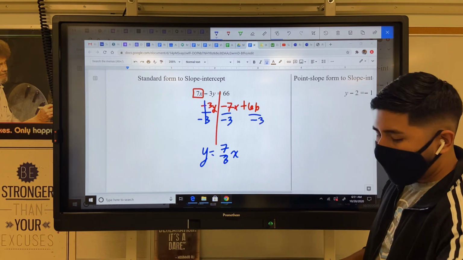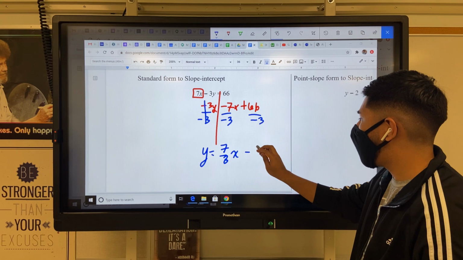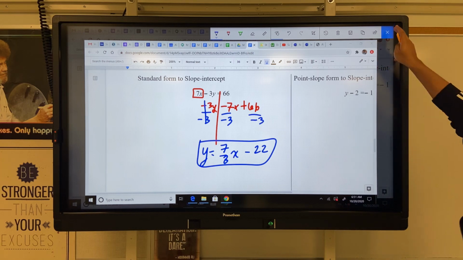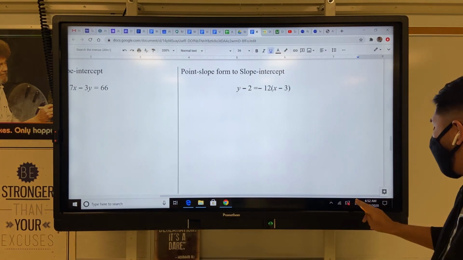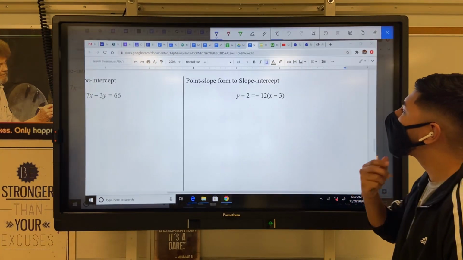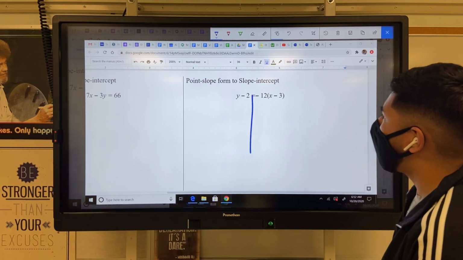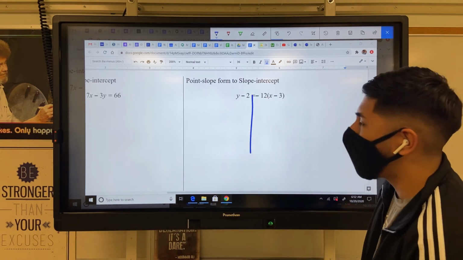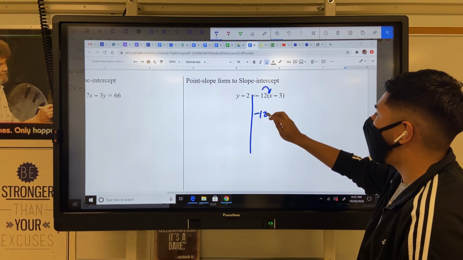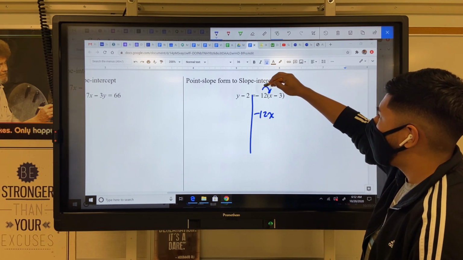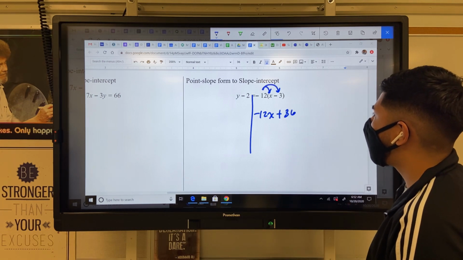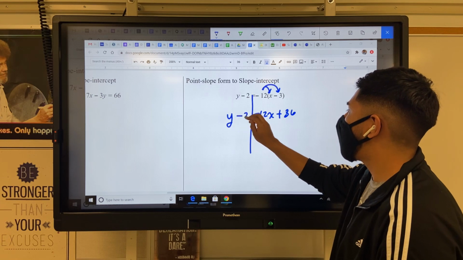Positive 66 divided by negative 3 is negative 22. Very important, I promise, to make your life easier. Okay, border. Here we need to get rid of the parentheses. Distribute, boom. Negative 12 times x, negative 12x. Negative 12 times negative 3, positive 36. Bring everything down, y minus 2.